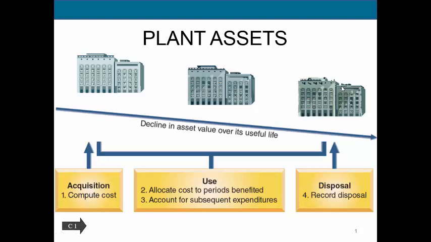So when we're talking about accounting for plant assets, there's three main things that we need to account for. There can be other things here and there, but these are the three main things going on. First, we acquire the asset, and along with that, we have to compute the asset's actual cost, and that's what we're going to get into next.